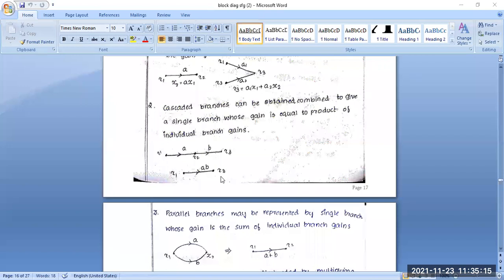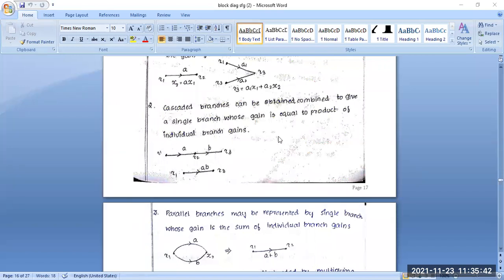It can be combined to give a single branch whose gain is equal to the product. Product means multiplication. All of you learned digital electronics in your previous semesters, so I think you have learned the digital logic: product, or sum of product, product of sum. So this is basically the product of individual branch gains also.